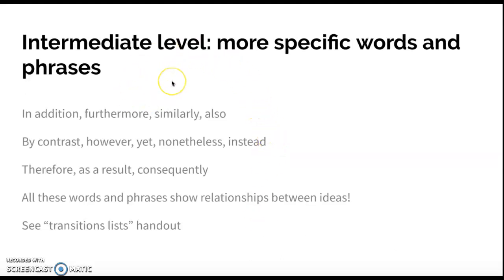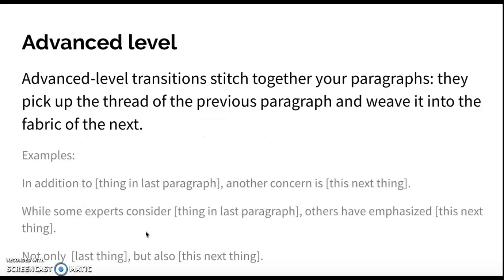Now, intermediate level transitional phrases and words might show addition. They might show additional points. They might show contrast. They might show cause and effect. All of these show relationships between ideas, right? They show how the new idea relates to the previous one. You have in D2L a transitions lists handout that I've compiled, and I want you to take a look at that. It's got a really great compilation of words and phrases that can be used for different purposes.